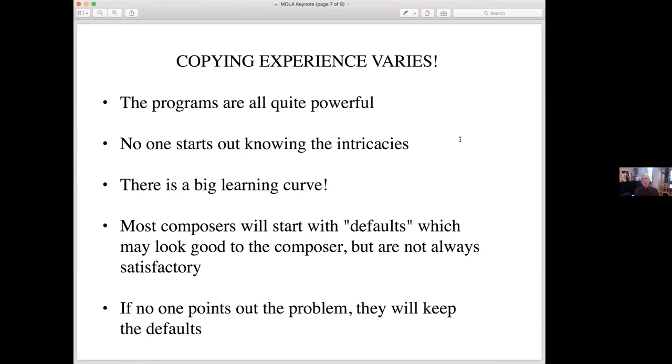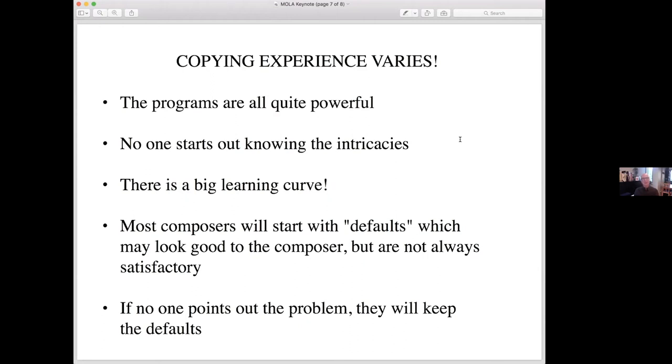So that's why I say don't be afraid to give feedback to composers, especially younger composers, because if no one points out these issues, we'll just keep using the defaults. You can adjust in the programs what the defaults are, but if composers don't take the time to figure that out and no one says that there's a problem, they'll just keep going the quickest route to the finish line, which is using those defaults.